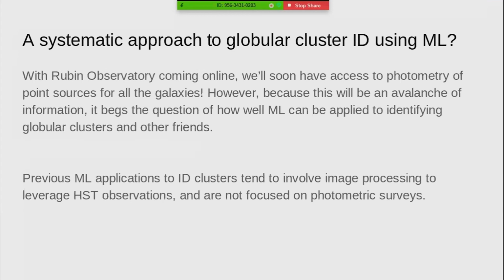And what's so exciting about Rubin Observatory coming online is that we're going to have amazing photometry for a ton of galaxies, but because this is an avalanche of information, that's kind of why we're thinking, how well can we actually apply machine learning? So just as a note, from what I can tell, a lot of previous applications have used HST observations and not photometry, and so we wanted to focus on photometric surveys for this project.